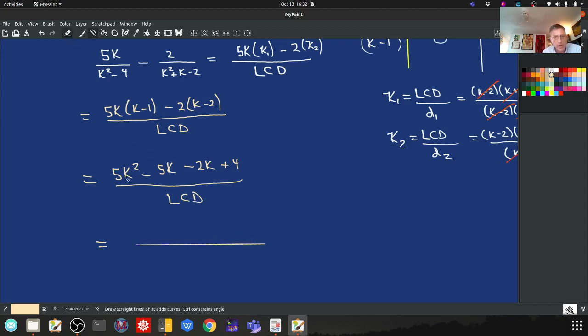5k squared stands alone. There are no degree 2 terms. Minus 5k minus 2k is minus 7k. Then I have plus 4. All of this is over my LCD, which is k minus 1, k plus 2 times k minus 2. And we're done.